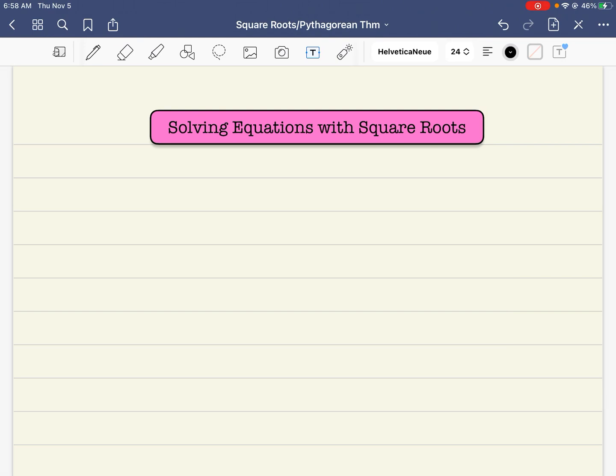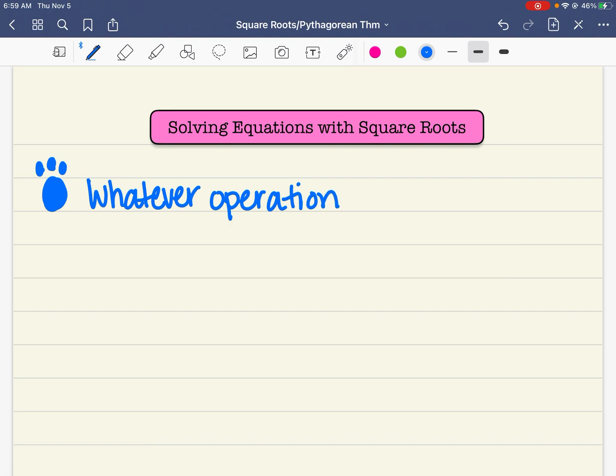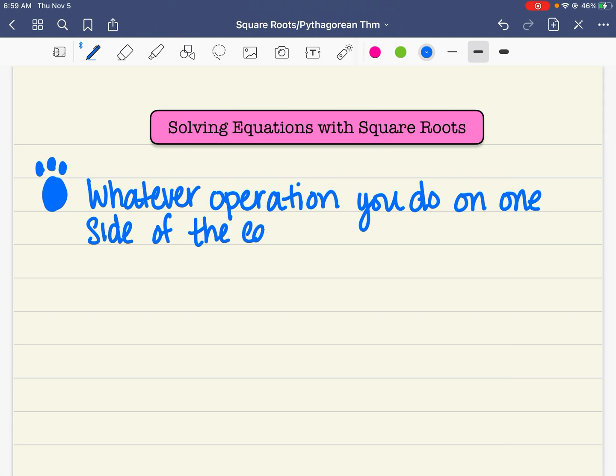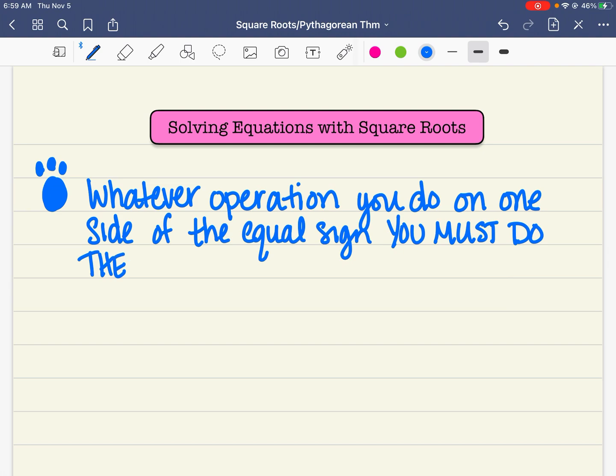All right. So the first thing I want to remind us of is when we are solving equations, we need to remember that whatever operation you do on one side of the equal sign, you must do the same on the other side. Okay, so that's one thing to remember.